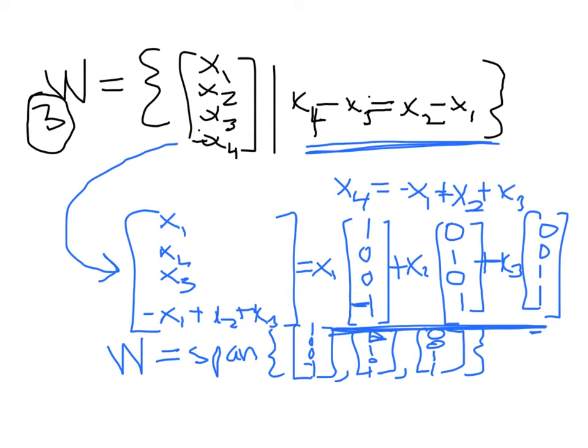And so a span is automatically going to be closed under addition and scalar multiplication just by virtue of what that represents. So this would be the quickest way, just with what I've written here, to prove that W is a subspace of R4.